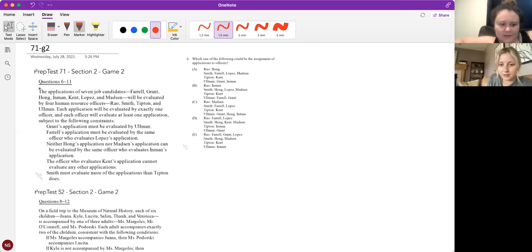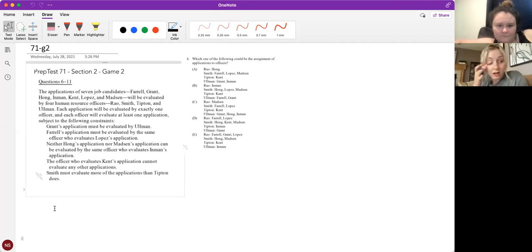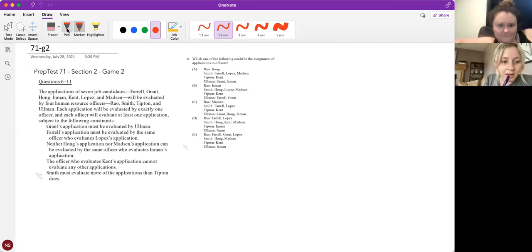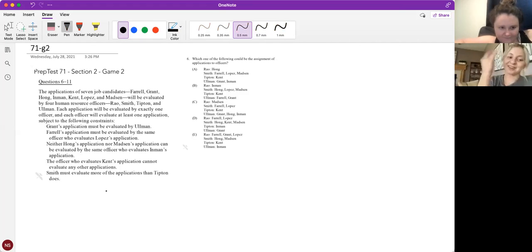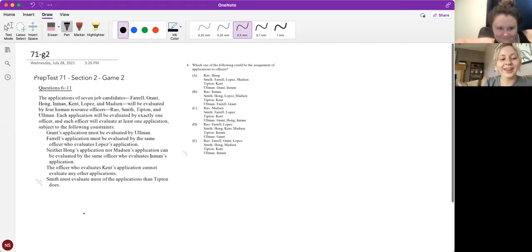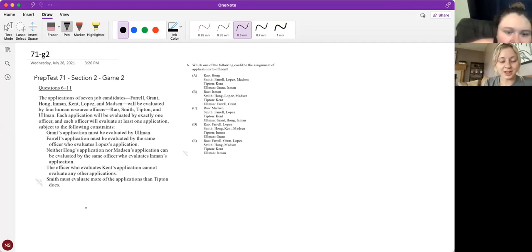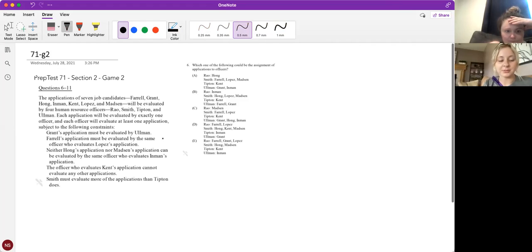What is going on so far? Okay, so I know that there's 7, and that. Okay, so this is a good one because there's different things going on. So then there's 4, but there's 4 resource officers. So each application will be evaluated by exactly 1 officer, and 1 officer will evaluate at least 1 application subject.